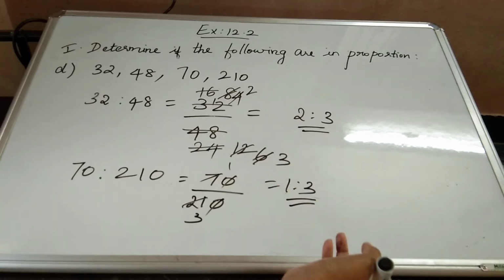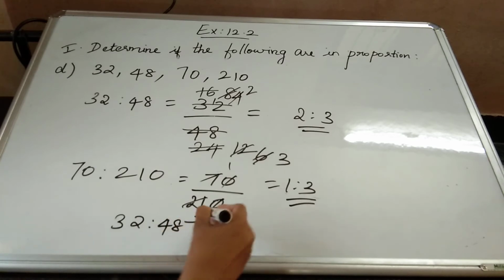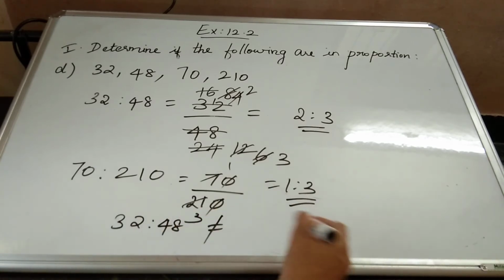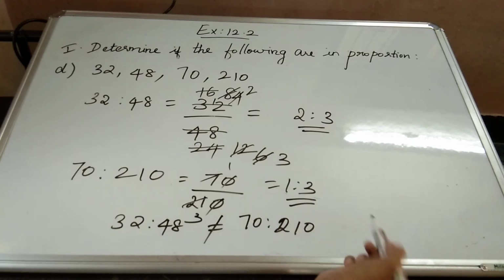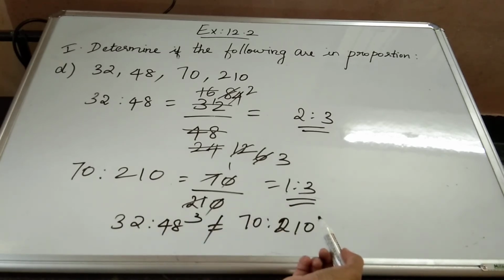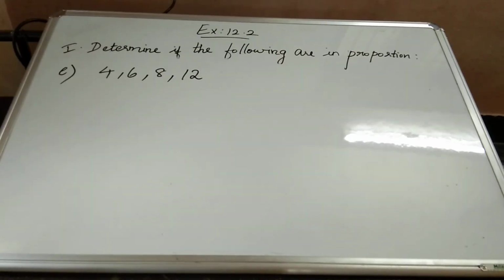Are they equal? No. Okay, so 32 is to 48 is not equal to 70 is to 210. Okay, now are they in proportion? They are not equal. So no, they are not in proportion. Clear? Next one, 4, 6, 8 and 12.